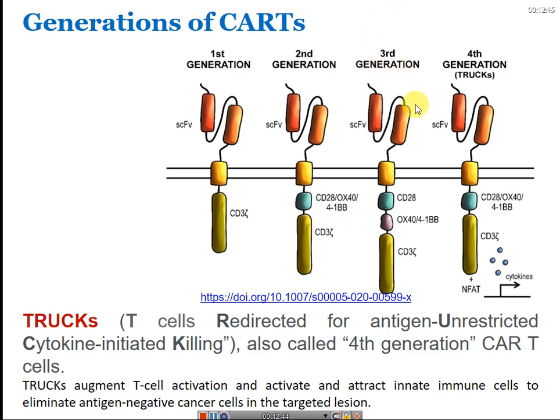In the case of the third generation we added one more, so we had two domains. And in the case of the fourth generation, we have now added a domain that can induce cytokine production.